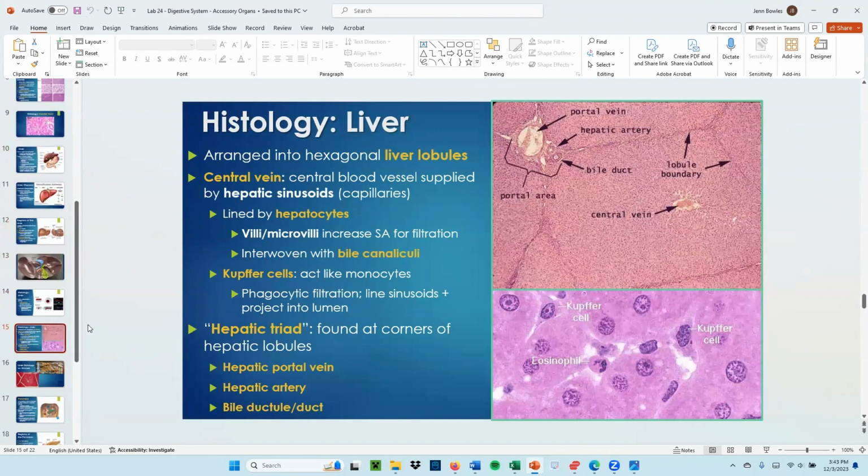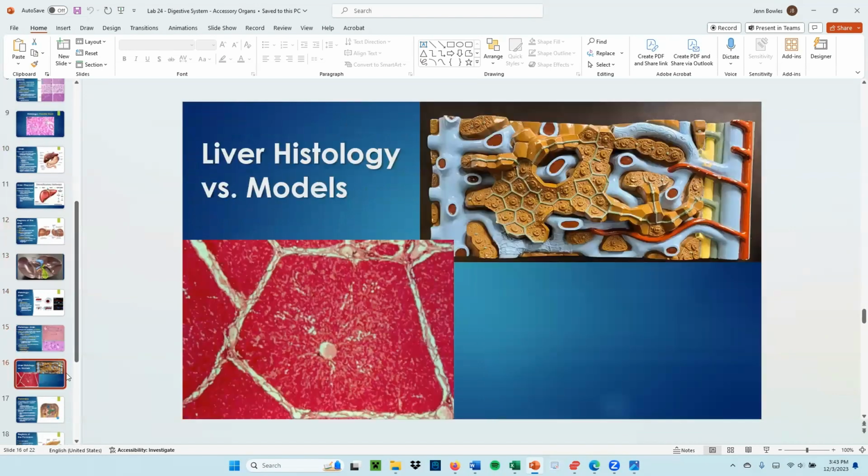How do you feel about liver histology? If we could probably just go over it from the top.